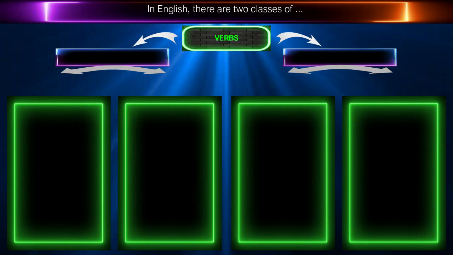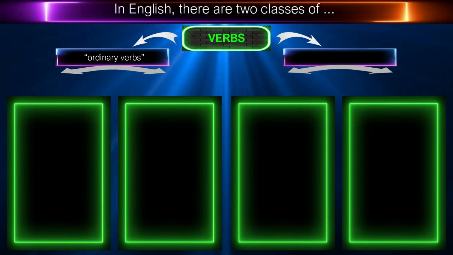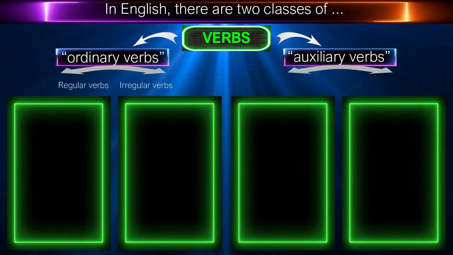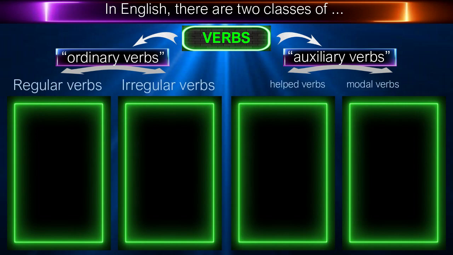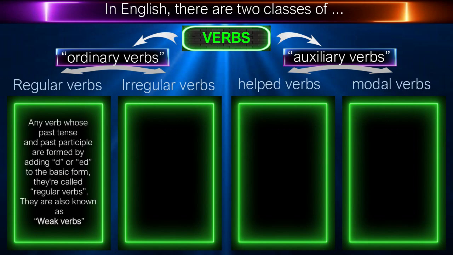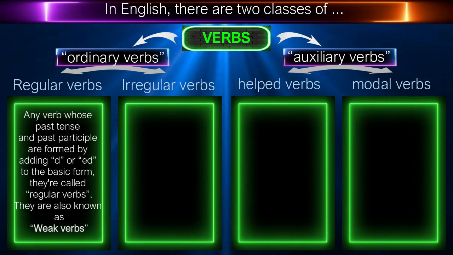In English, there are 2 classes of verbs: ordinary verbs and auxiliary verbs. Each class has 2 kinds: regular verbs and irregular verbs, helped verbs and modal verbs. Regular verbs are any verb whose past tense and past participle are formed by adding d or ed to the basic form. They call it regular verbs. They're also known as weak verbs.